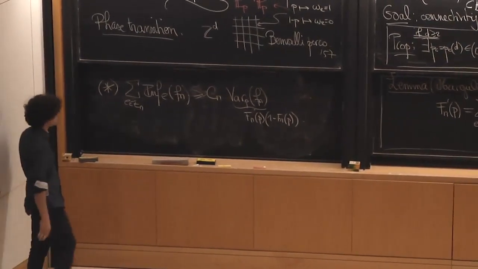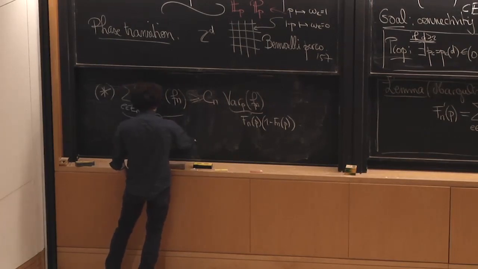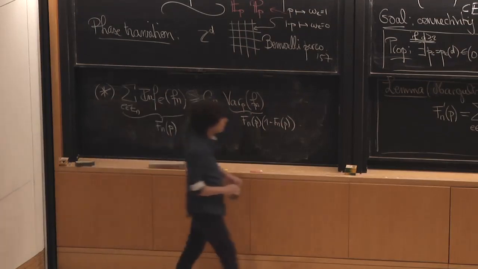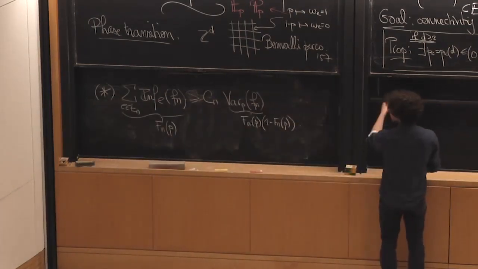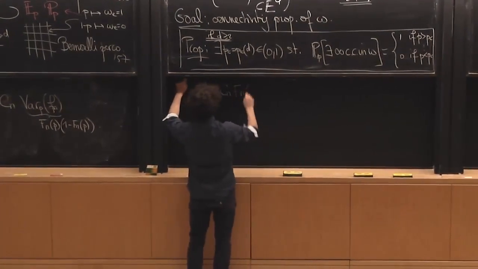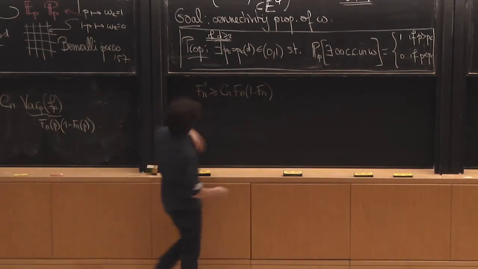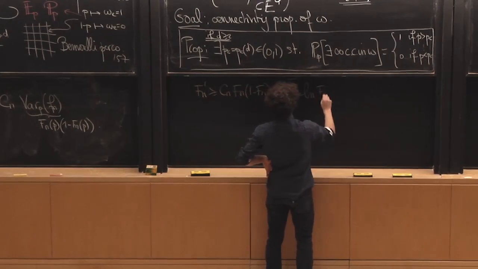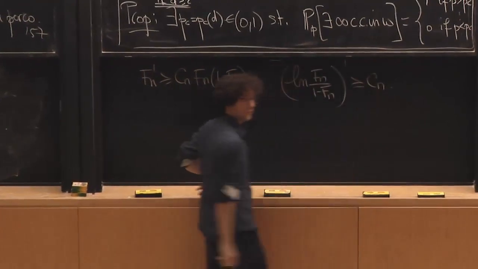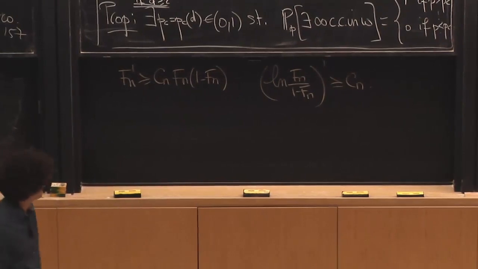If I manage to prove this thing, since I know that this is equal to the derivative, I end up with a differential inequality, which is Fn prime is larger or equal to Cn times Fn times 1 minus Fn. Okay. And if you think about it, this is just saying that the derivative of this thing is larger or equal to Cn. Right? Ta-da! Don't break everything.